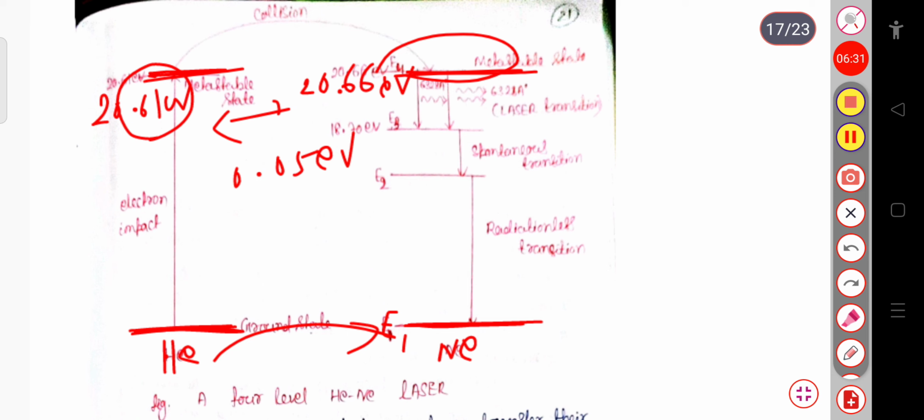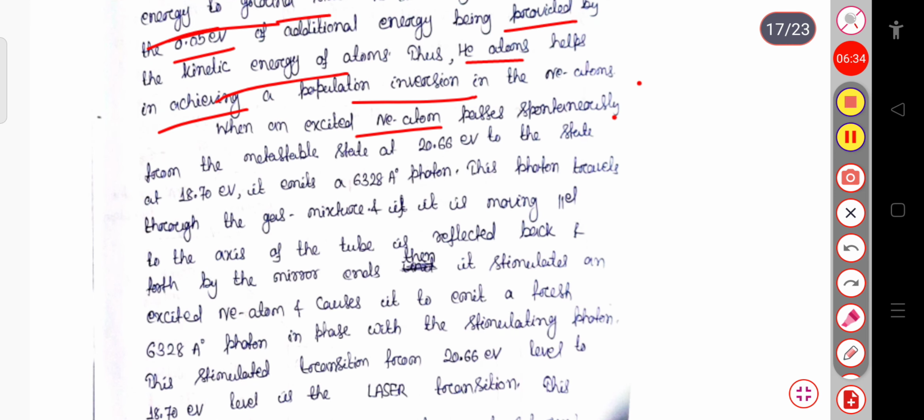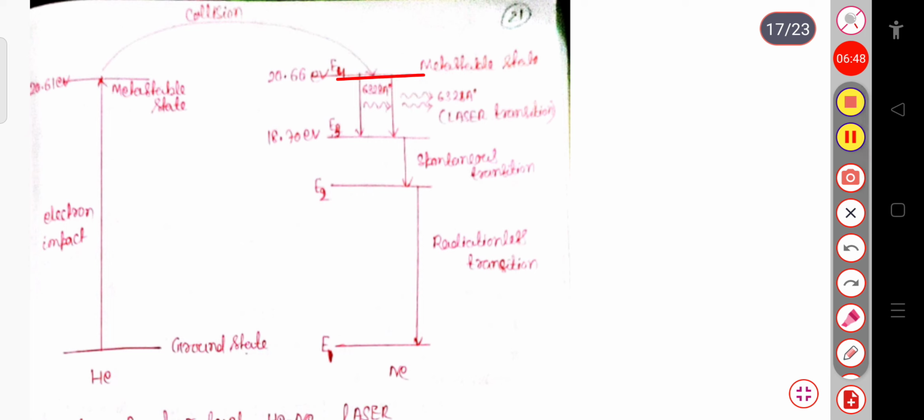Okay. When an excited neon atom passes spontaneously from the metastable state at 20.66 eV to the state at 18.70 eV, it emits a photon of wavelength 6328 angstrom. So when the neon atom present in the 20.66 eV state goes to this lower state, that is your 18.70 eV state, it will emit radiation of wavelength 6328 angstrom.